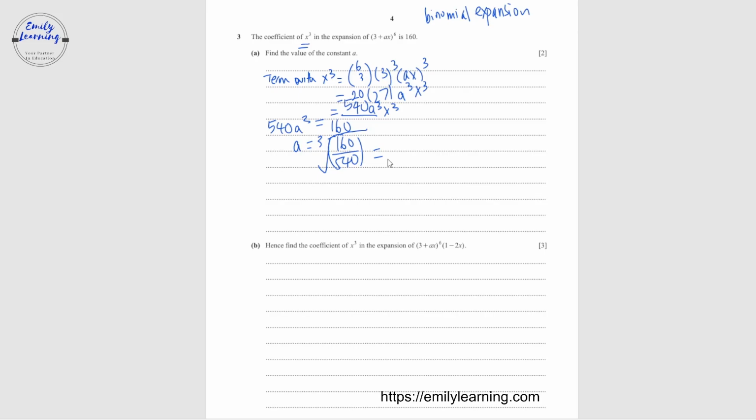Solving for a, it will be 160 over 540, then cube rooted. Let's just type everything into the calculator, and you'll get the answer of 2/3. So the answer for 3a is 2/3.